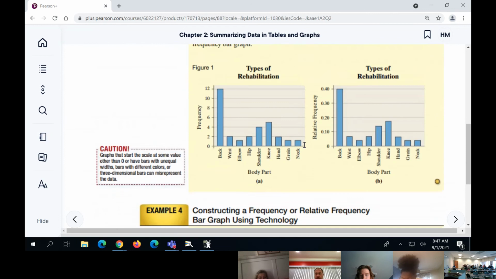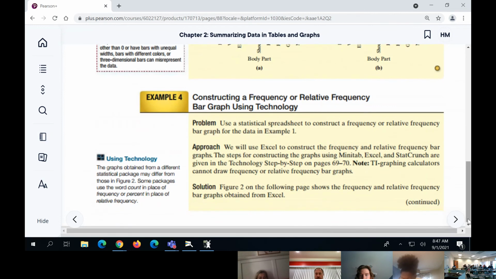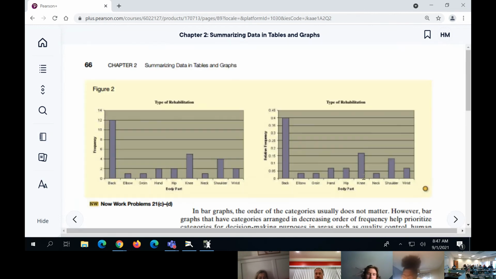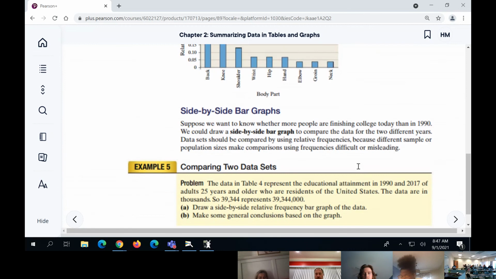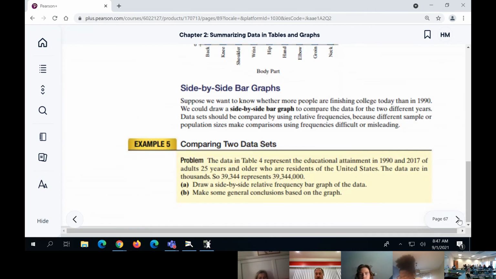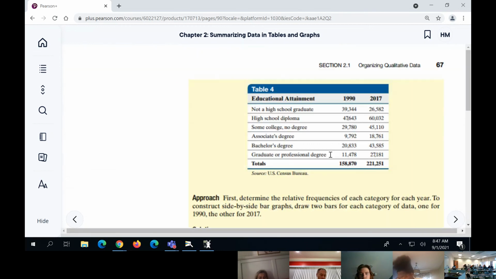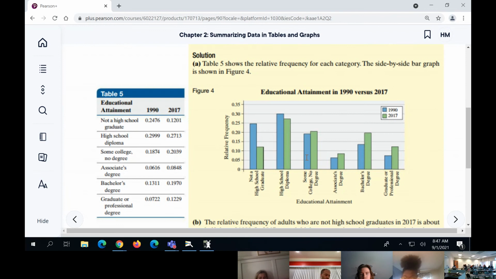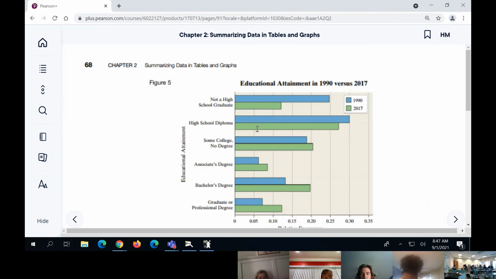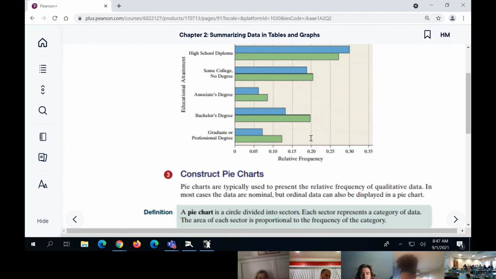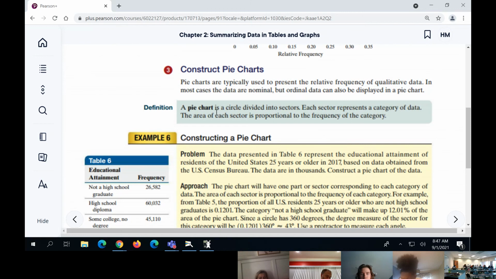Let me get to the end of chapter 2.1. These are just different bar graphs right there. Make sure you read this because I'm not going to test you on this, but you need to know the difference between a side-by-side, a vertical, and a horizontal bar graph. Make sure you know a pie chart. That's on your standardized test.